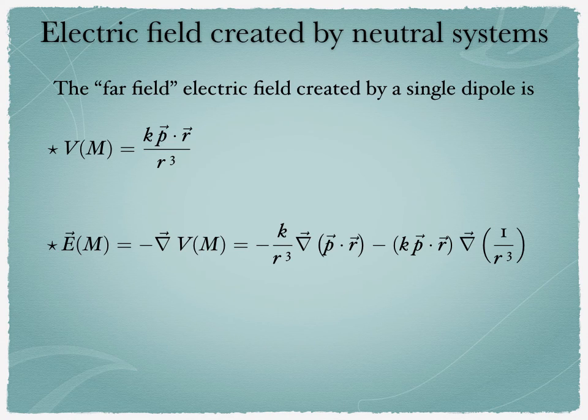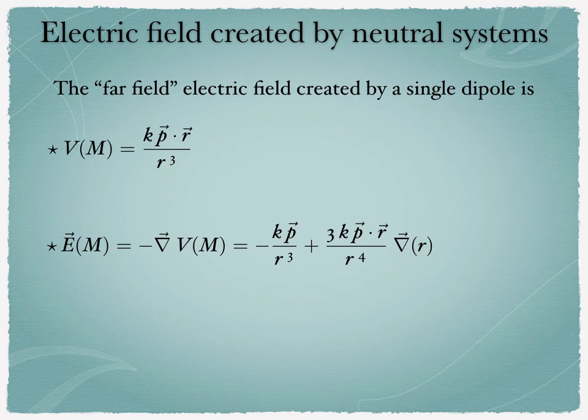So in practice, what it gives is that it would be minus k times p divided by r cubed, plus 3, and the 3 here was coming from the denominator of the 1 over r cubed, 3k p scalar r divided by r to the fourth, and then times the gradient of r, where r here, I remind you, is a distance, it's a scalar.